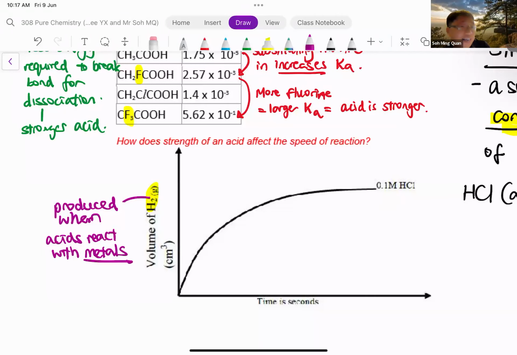Now, besides hydrogen gas, acids can also produce carbon dioxide gas. When acids react with carbonates, acid plus carbonate forms salt, carbon dioxide gas, and water. Now, this is what happens when you use 0.1 mole per dm cube HCl. HCl, I'm sure you remember, is a strong acid. So strong acids dissociate completely. So if you have 0.1 mole per dm cube HCl, the concentration of H+ is also 0.1 mole per dm cube.